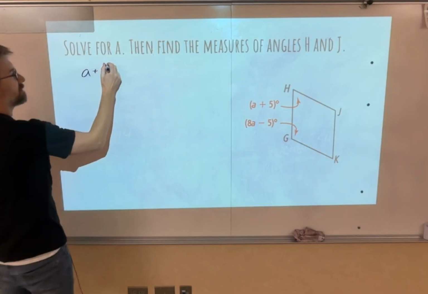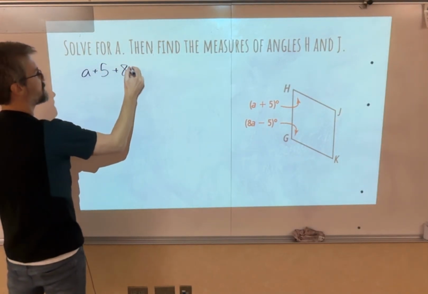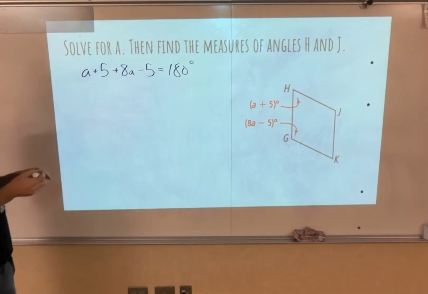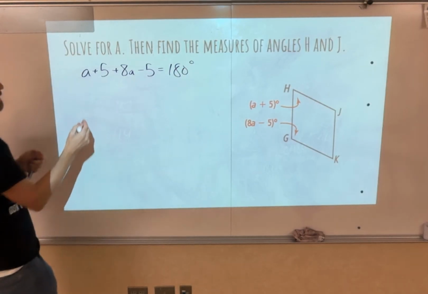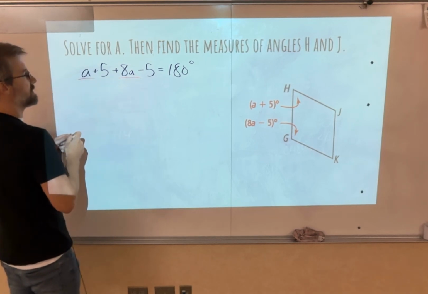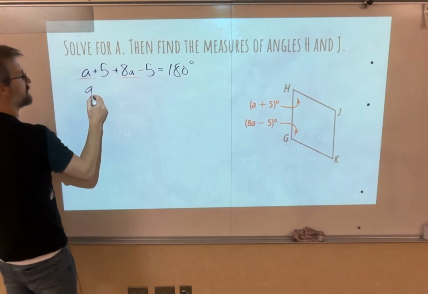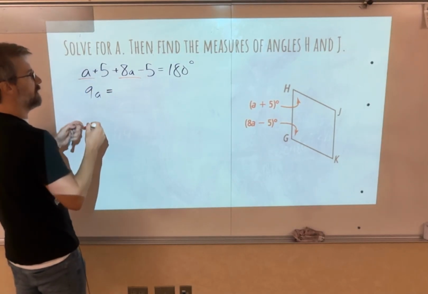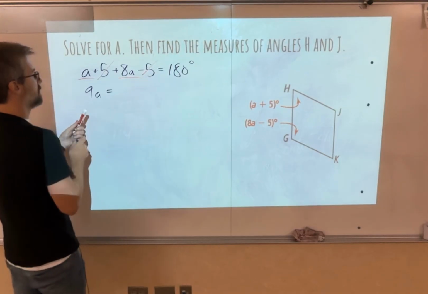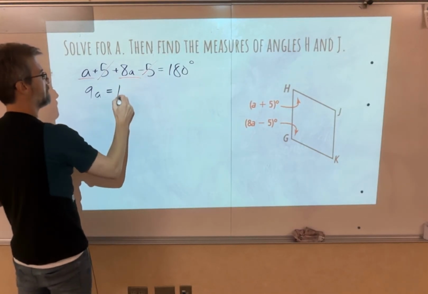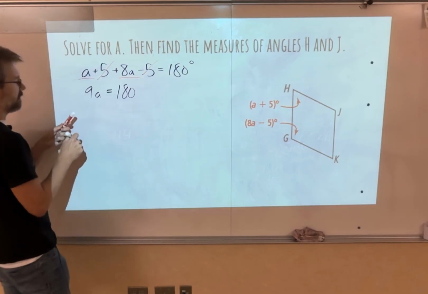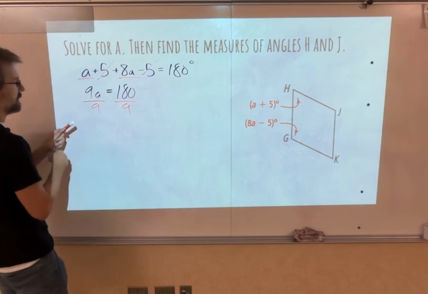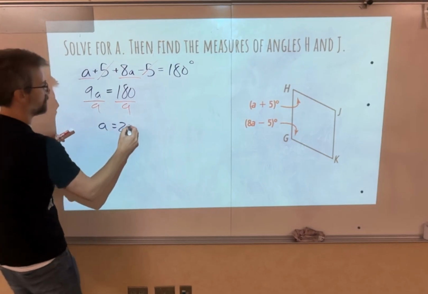So A plus 5 plus 8A minus 5 is equal to 180 degrees. We can now combine like terms and solve this. We'll put our A's together. That's going to be 9A. 5 minus 5 is 0, so that's kind of nice. Those cancel each other out. Love it when that happens. Equals 180. And now if I divide both sides by 9, I get that A is equal to 20.